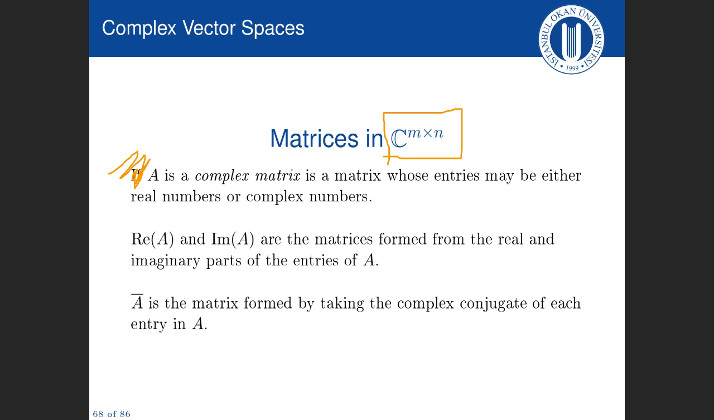The real part of A and the imaginary part of A, just as you would expect, we just take the real part and the imaginary part of each one of the entries of A. Likewise, we can talk about the complex conjugate of a matrix just by doing the complex conjugate of each entry in A.